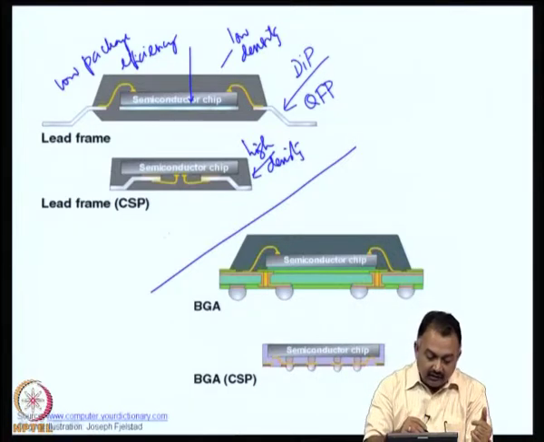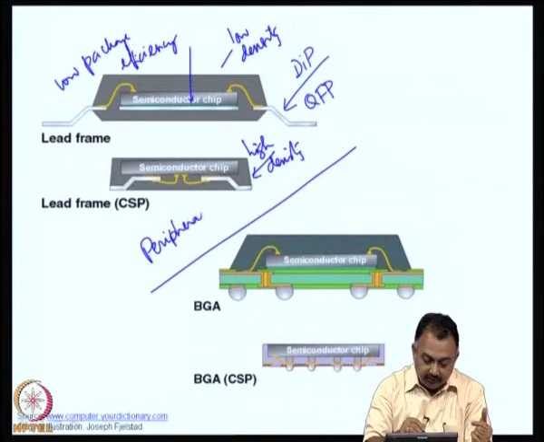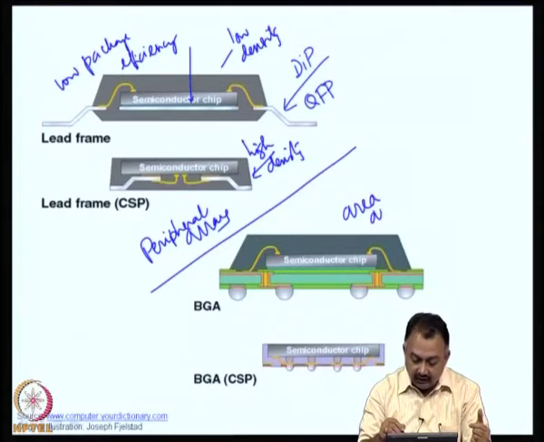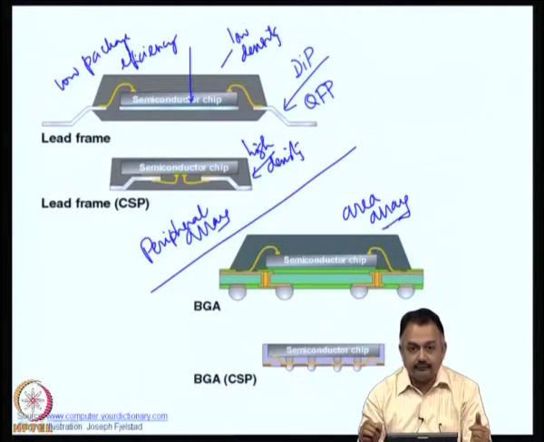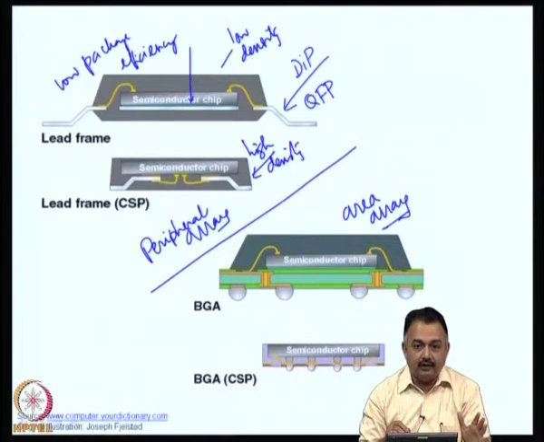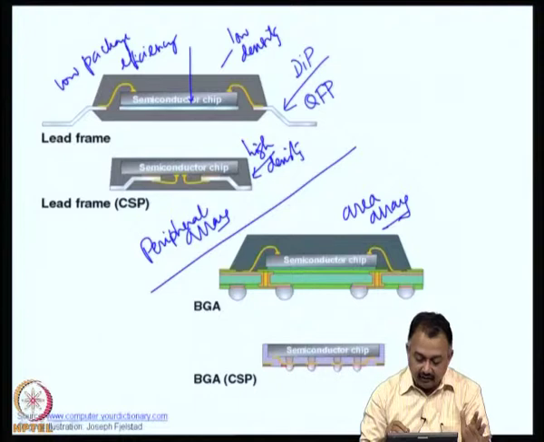So, this is a peripheral array package, what you are seeing at the top. Now, what is shown below is an area array package. Okay. So, what is an area array package? You have a semiconductor chip at the center, a blue adhesive, and then the green one you see here is the substrate on which the semiconductor chip is mounted. This is a bare die.